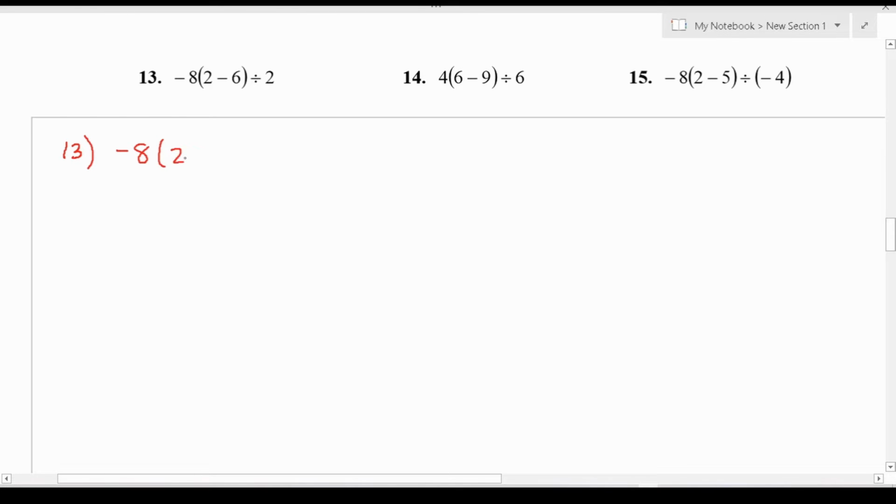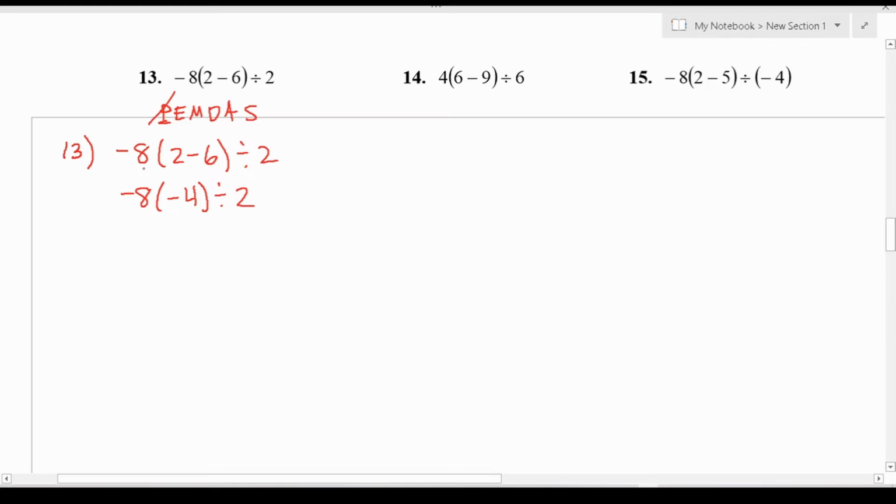Negative 8 times 2 minus 6 in parentheses, divided by 2. Again, I'm going to start by writing down my order of operations. And then I'm going to check off what I have, what I don't have, and what I need to work out in this order. So in this case, I'm looking for parentheses first. As you can see, we have 2 minus 6 in parentheses, so let's work out that first. 2 minus 6 is negative 4, divided by 2.